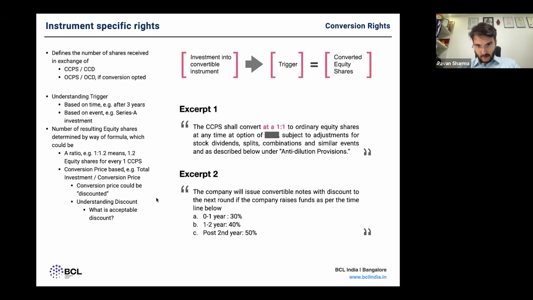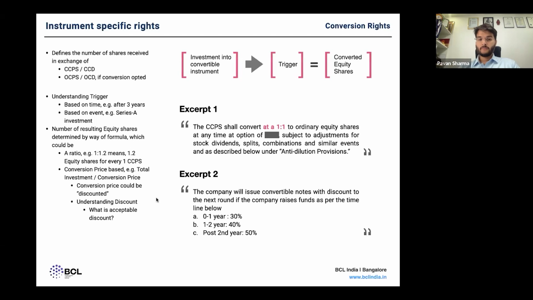I want to share two screenshots. Again, these are from actual term sheets. If you see the first screenshot, it says the CCPS will convert at a 1:1 discount to ordinary equity shares. And the second extract that you'd see would say the company will issue convertible notes with a discount, but the discount is again time-based. So if the company raises funds within the first year, 30% discount, second year 40%, post second year 50%.